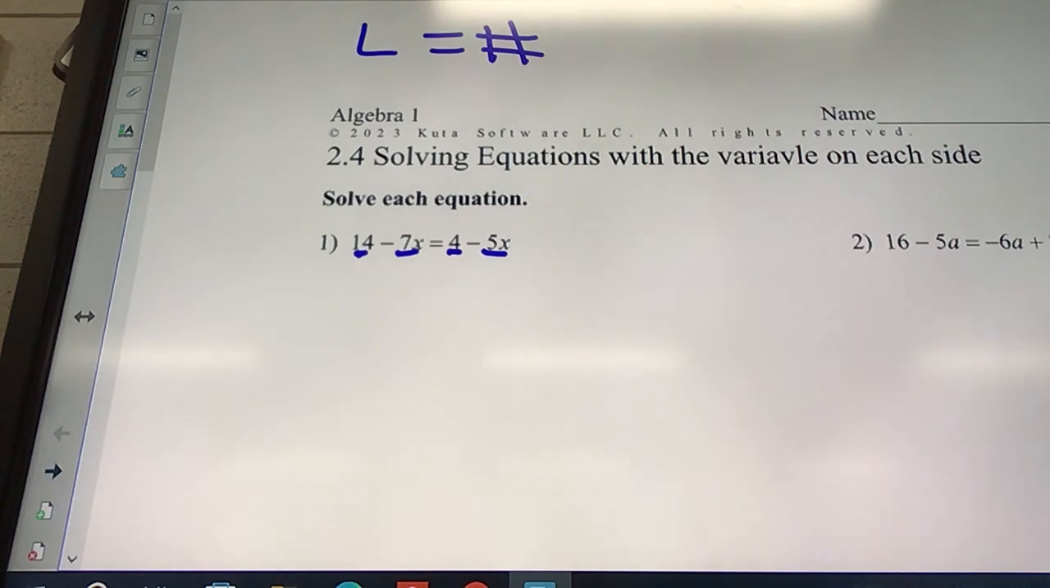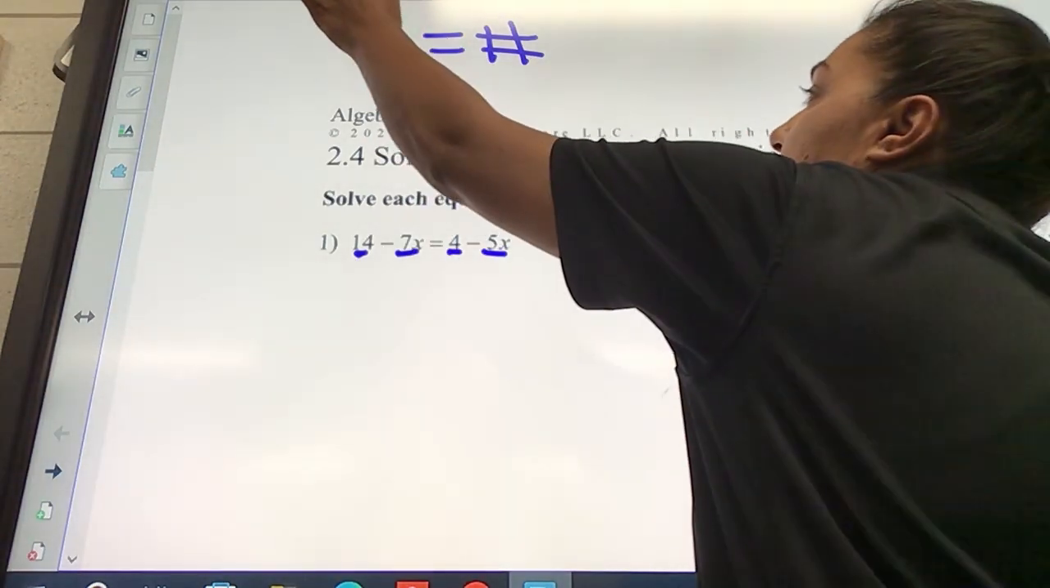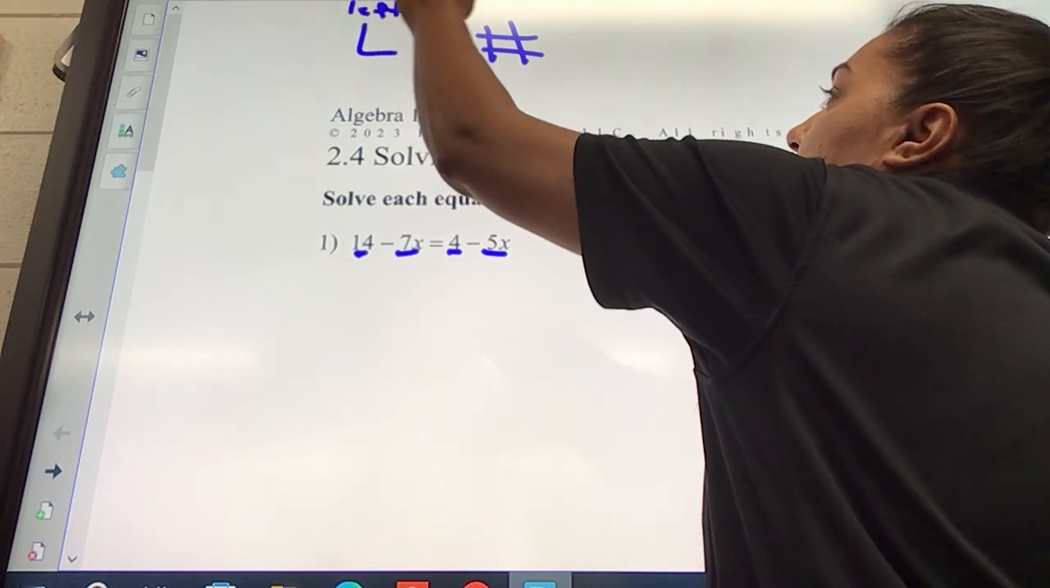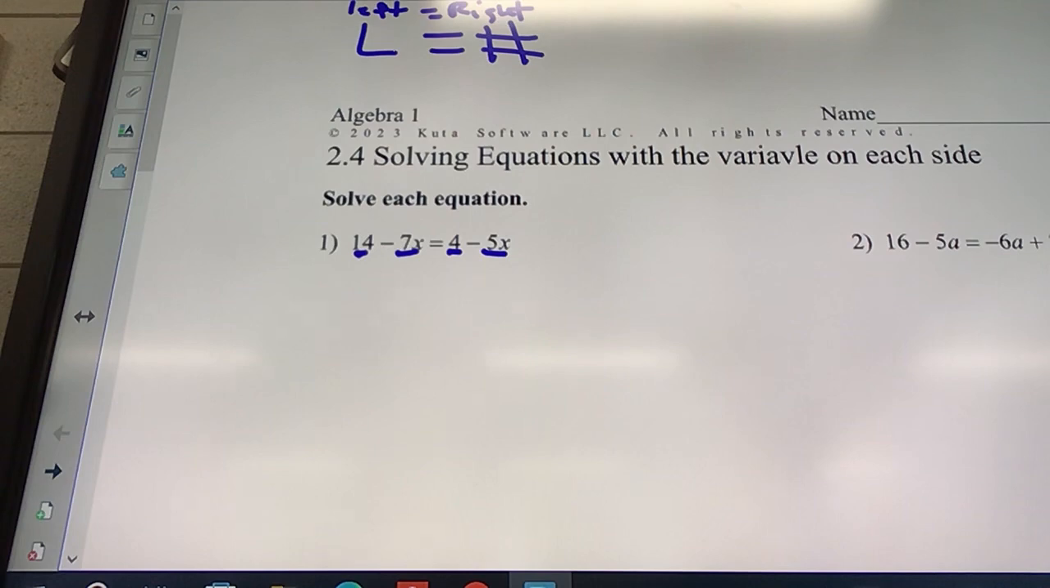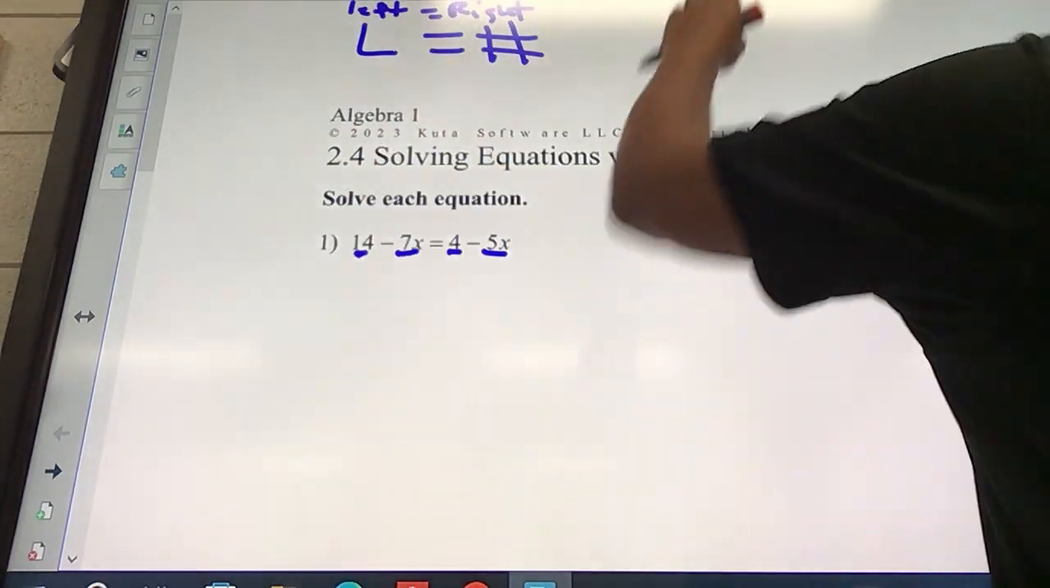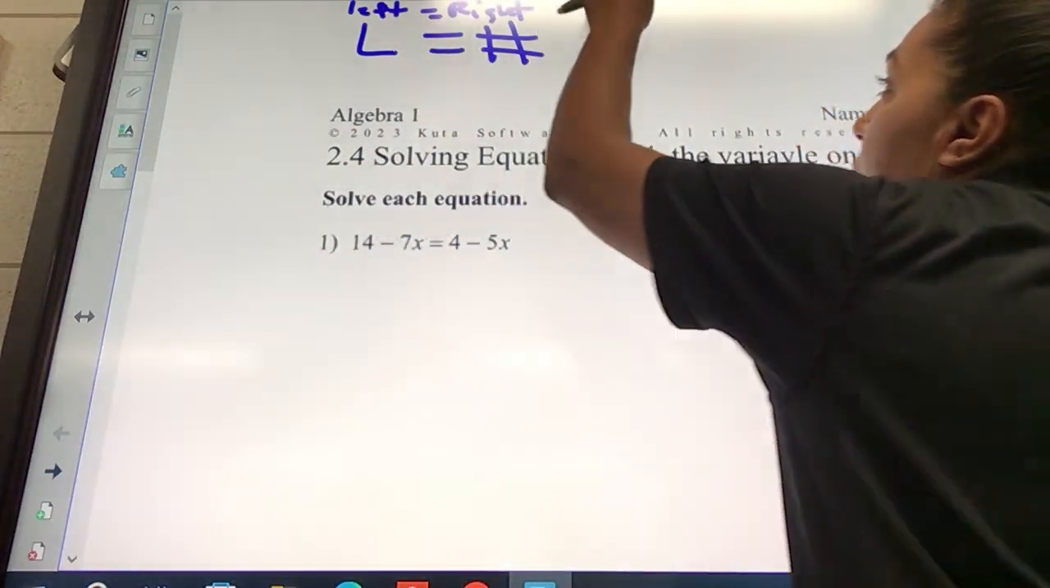Okay, and when we're talking about left and right, this is the left side of the equal sign, and this is the right side of the equal sign. Okay, so letters always go to the left, numbers go to the right. Okay, and we can do this all in one step. It almost makes it easier so you don't have to write 50 times.